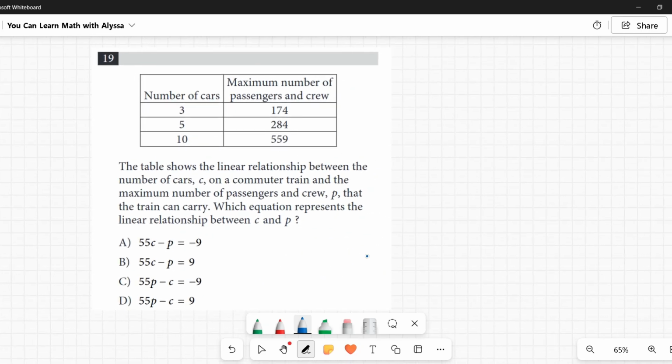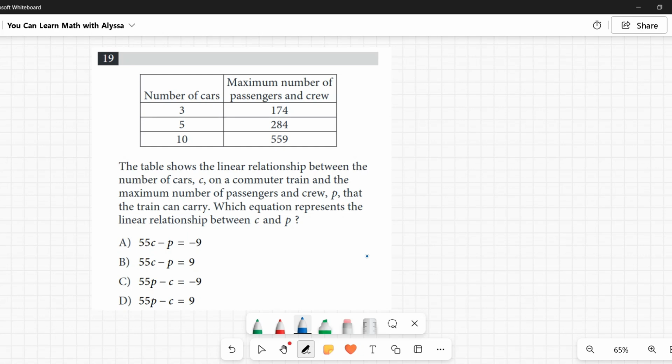Number 19, we're given a table that has a number of cars and the maximum number of passengers and crew. The table shows the linear relationship between the number of cars C on a commuter train and the maximum number of passengers and crew P that the train can carry. Which equation represents the linear relationship between C and P?